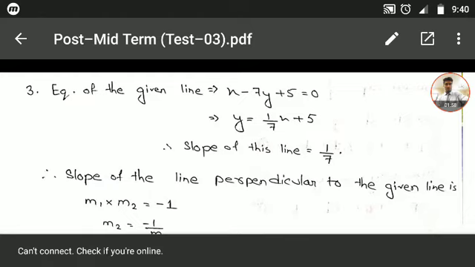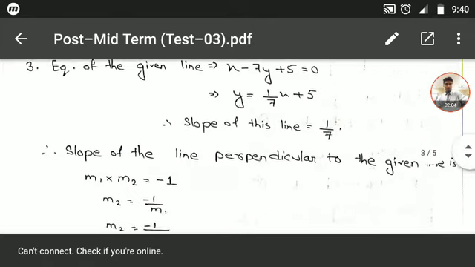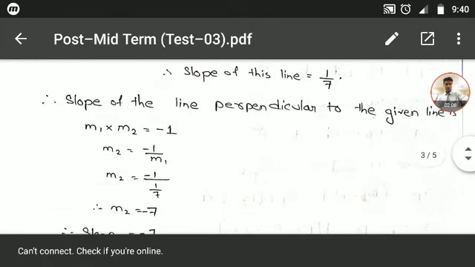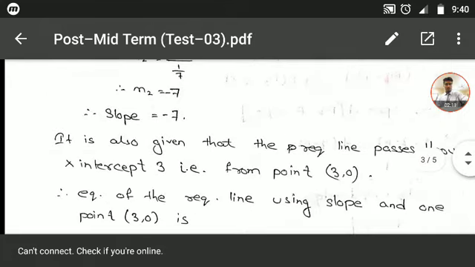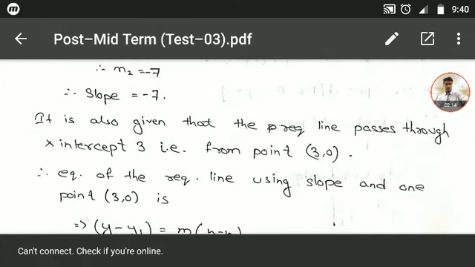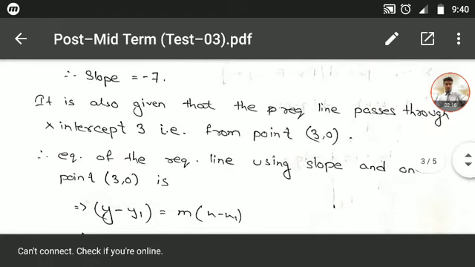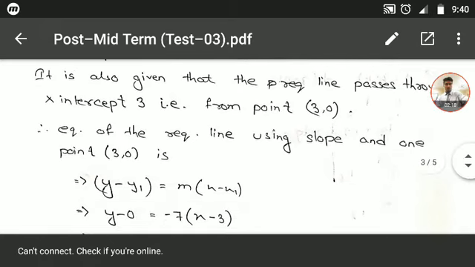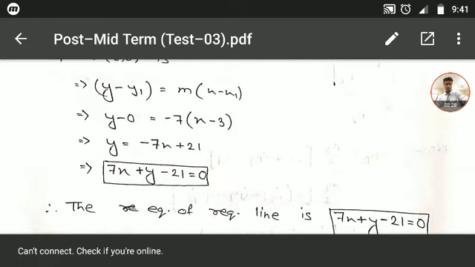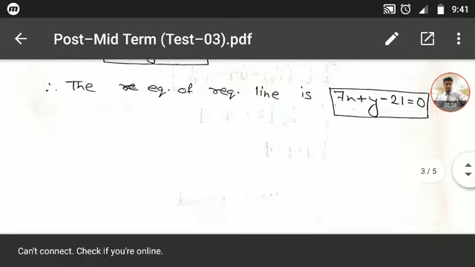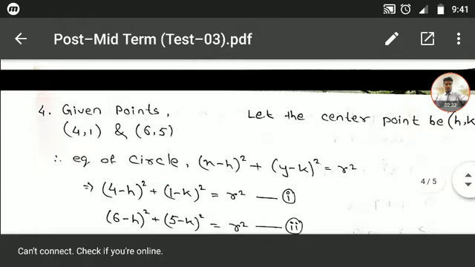The equation of a line has been given to you as this one, and the slope comes out to be 1 by 7, and we know that when a line is perpendicular the slope gets the negative reciprocal, so 1 by 7's negative reciprocal is minus 7. The line also passes through the x-intercept, that is 3, so you know the point is (3, 0). So we can easily find the equation of the line, which is y minus y1 equals m into (x minus x1). Once you put in this equation, your equation comes out to be 7x plus y minus 21 equals 0. Okay, now moving on to the fourth one.